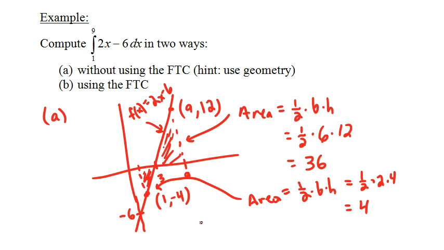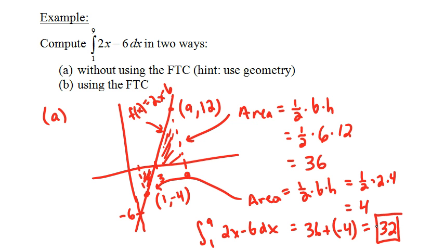So what is the net signed area, right? If we calculate the area from 1 to 9 of 2x minus 6 dx, it turns out that it'll be 36 plus a negative 4, or a negative 4 plus 36, which ends up being 32. So the integral from 1 to 9 of this function is 32.